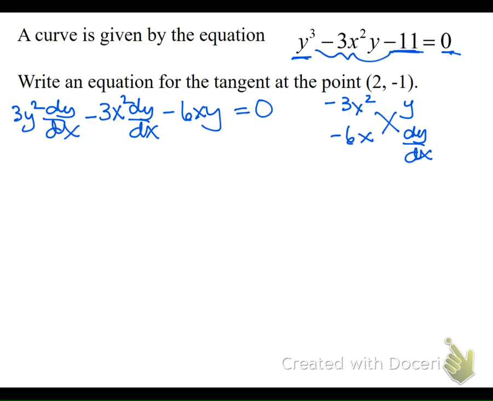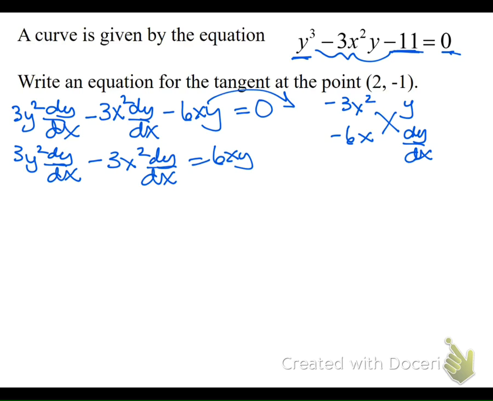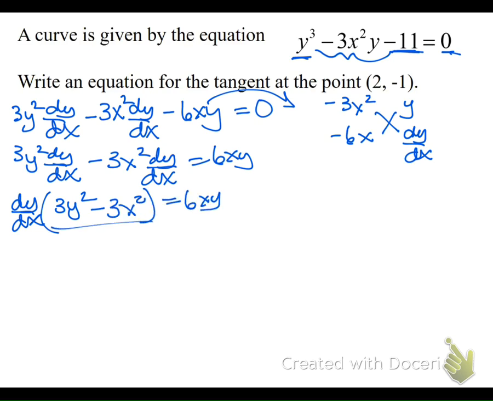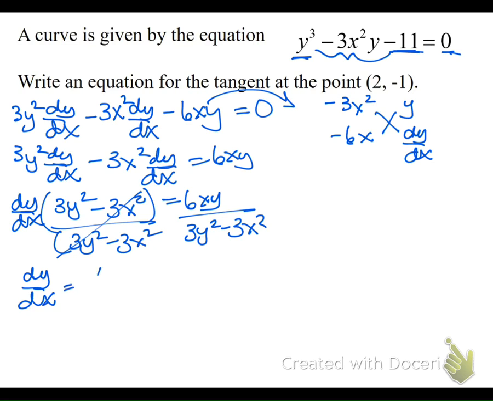Now you got to get the dy dx by itself. So move the 6xy to the other side, which will make it a positive 6xy. We're going to move that one over. And you could kind of do some of these steps in your head. So move the 6xy over. Next, factor out the dy dx. And then divide by that big bunch of junk to get the dy dx by itself. And that's your derivative. Dy dx equals 6xy over 3y squared minus 3x squared.